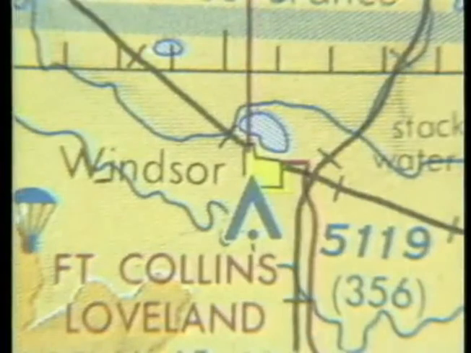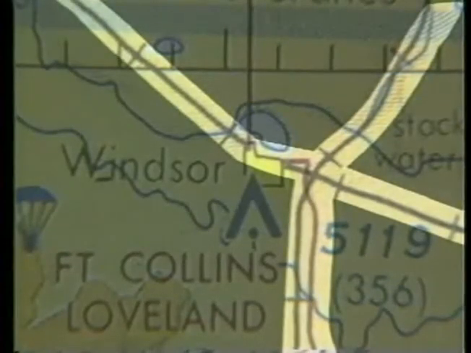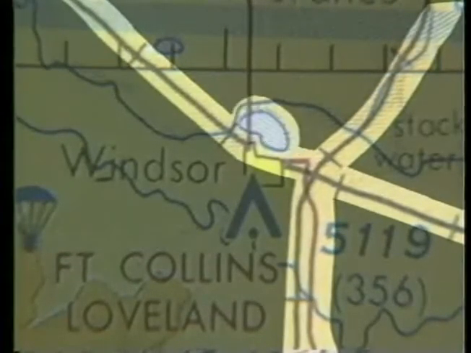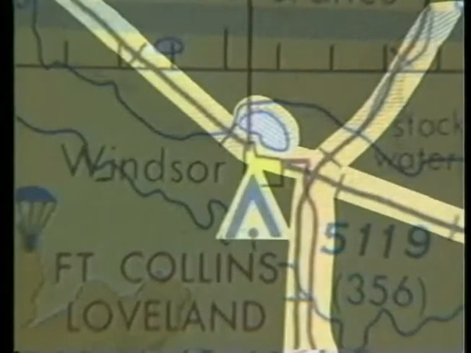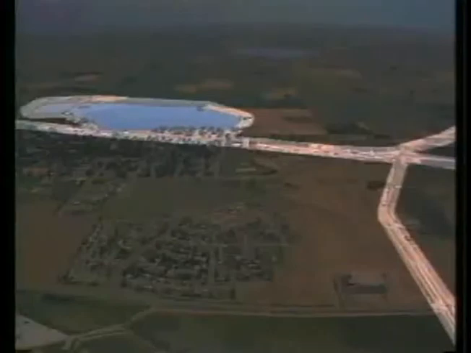When you identify a checkpoint, use more than one feature. Here, the town of Windsor can be identified by the angles formed by the road and railroads to the east. In addition, there's a lake to the north and a tower to the south. When you combine all of these items, your identification of the checkpoint becomes much easier than if only one feature is used.